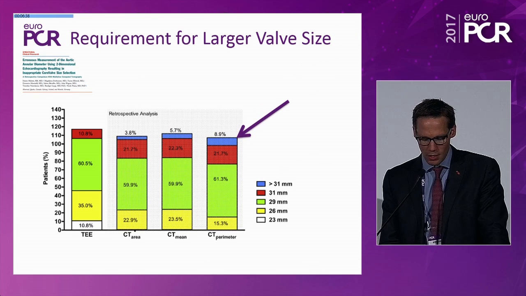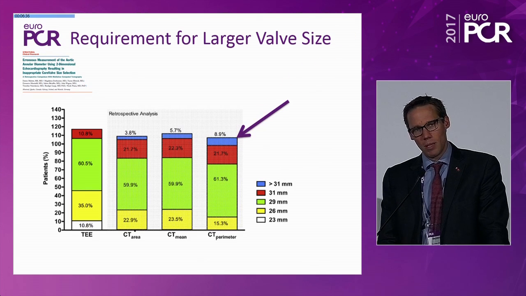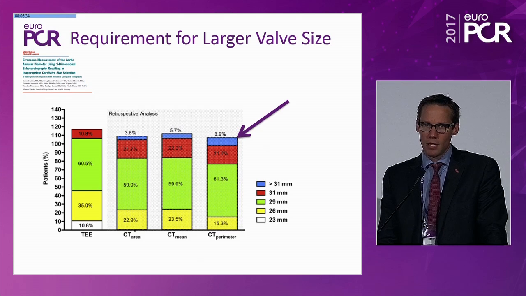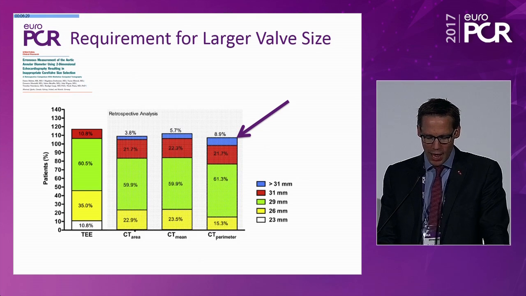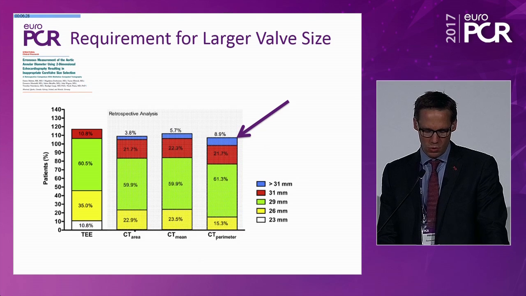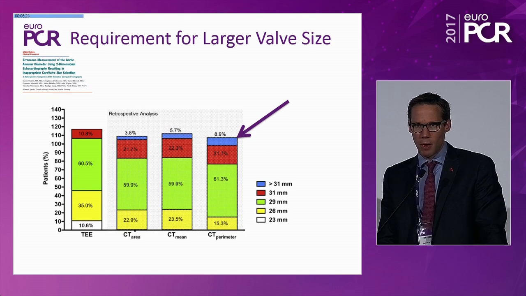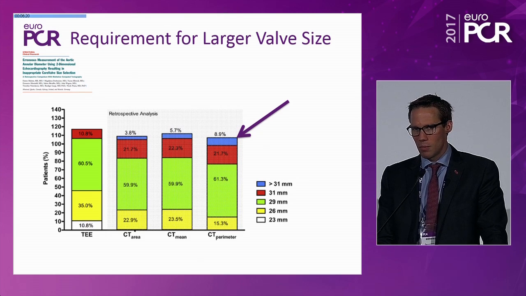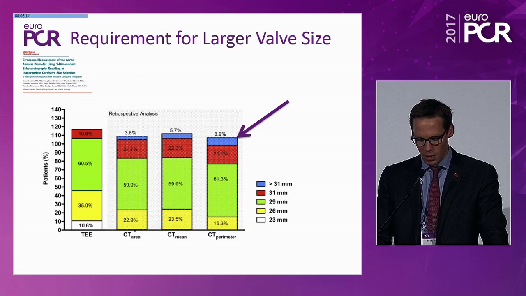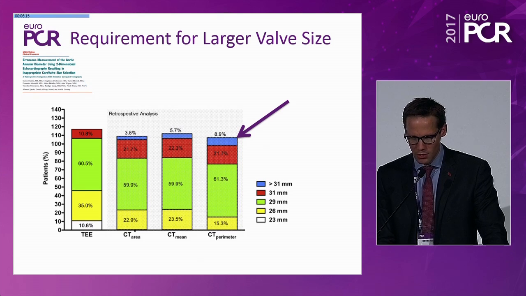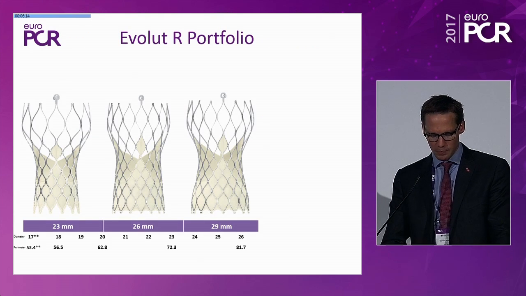And what you'll see here is that even with the 31 millimeter CoreValve, about 9% of patients were still beyond the sizing limits of that valve. And if you add that to the 21% of patients who were 31 valve, you had about a third of your patient population who has a large annuli. So this is a significant proportion of patients. And for me, with previous technologies, these were difficult procedures.